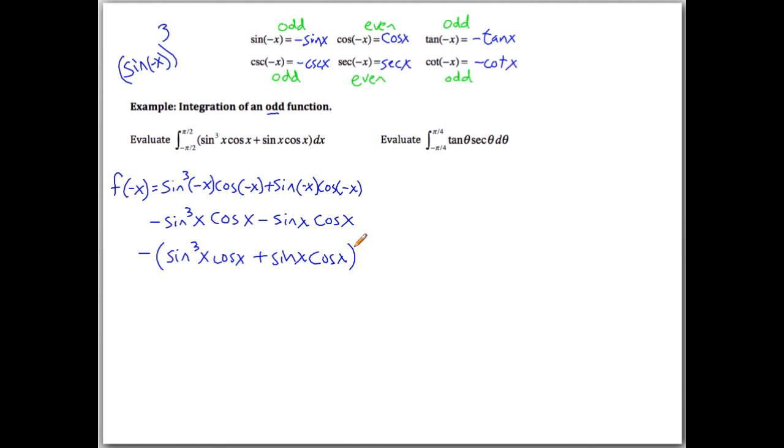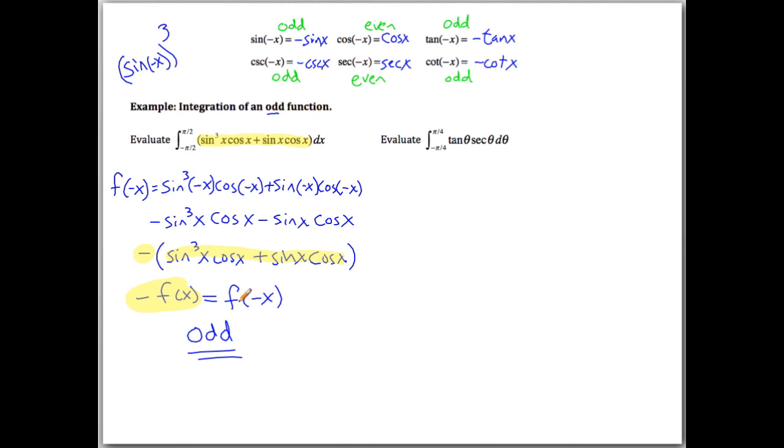And what this is, is negative f of x. So you can see that this function right here and the function inside here are exactly the same, and the only thing that changed was the negative. So it becomes negative f of x, meaning we know that f of negative x equals the negative f of x, making this an odd function.